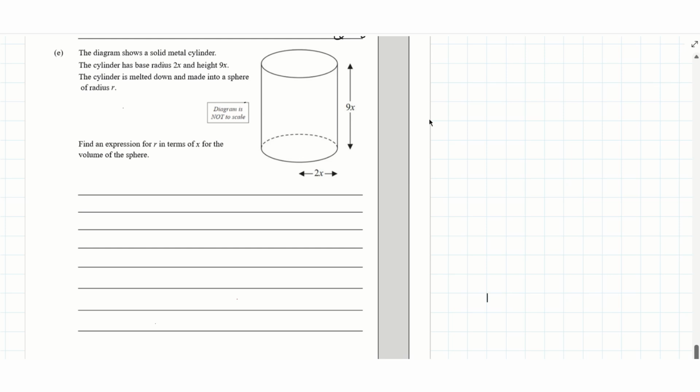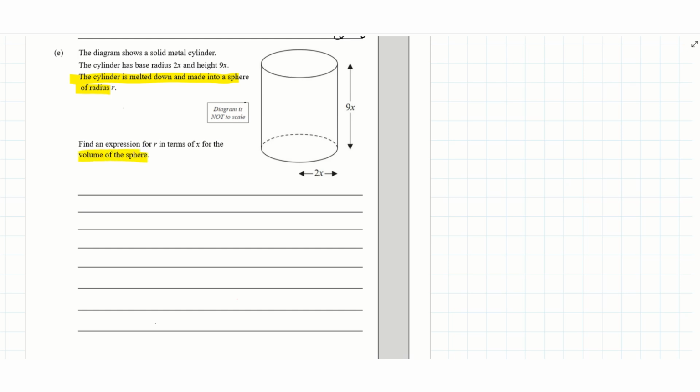The question says the diagram shows a solid metal cylinder. The cylinder has a base radius of 2x and a height of 9x. Once again, no need to highlight anything because everything that's written here is also written there. That's great. The cylinder is melted down and made into a sphere of radius r. Now, this is information that we need to pay attention to closely. Find an expression for r in terms of x for the volume of the sphere.